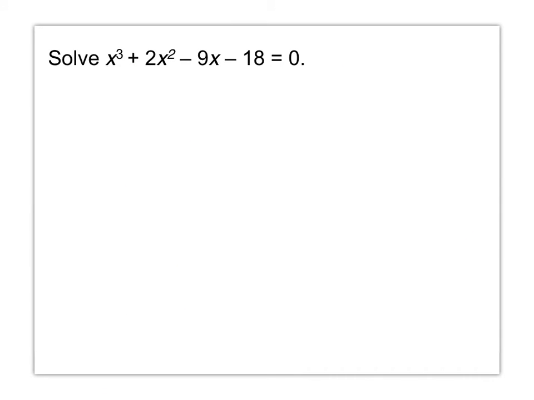Let's solve this equation. X to the third plus 2x squared minus 9x minus 18 is equal to 0. This is not a trinomial, and there is no greatest common factor, but I do notice right away that there are 4 terms. If possible, we want to try to factor by grouping. Look at the first group and determine the greatest common factor. It looks like the greatest common factor is x squared. So if you factor out an x squared from the first 2 terms, what you'll have left is x plus 2.